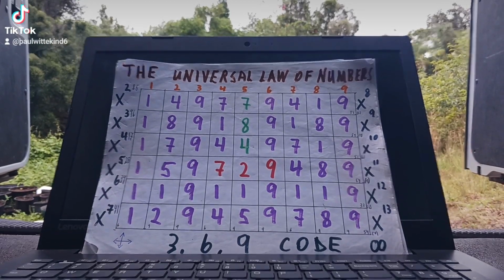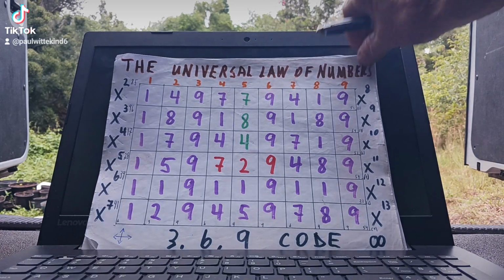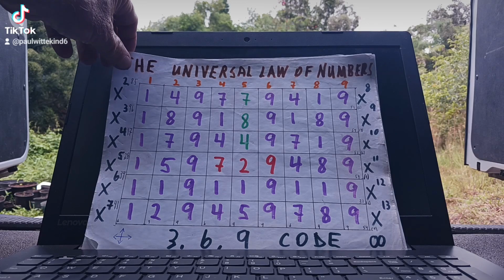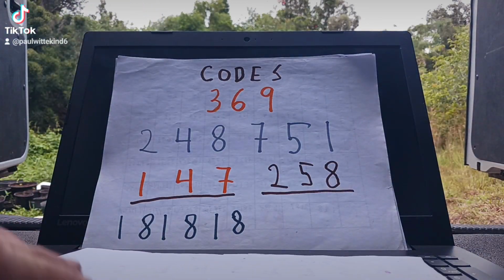Hello, this is Paul Whittakin returning to you today with the Universal Law of Numbers, and we're going to take a quick look at what it is. It's the 369 code. It follows a pattern. It's the universal pattern that numbers give us, and I have nothing to do with that.